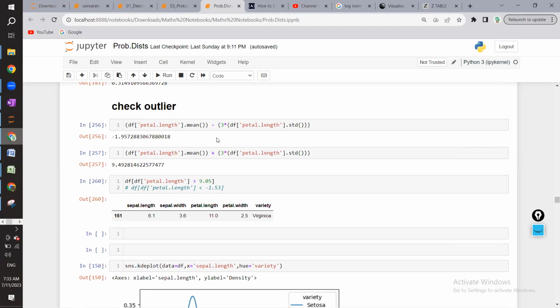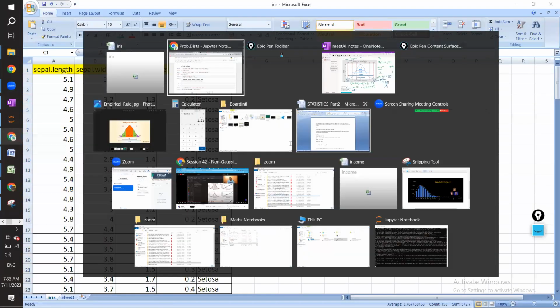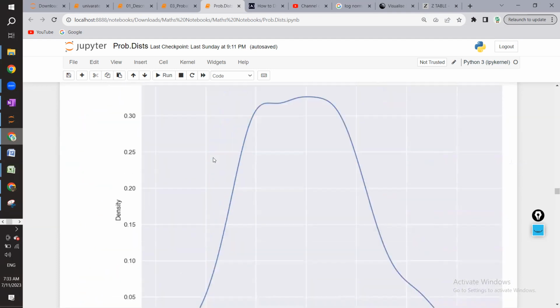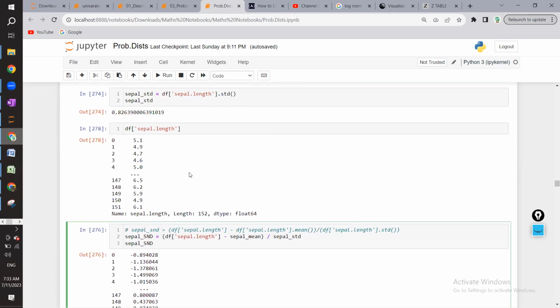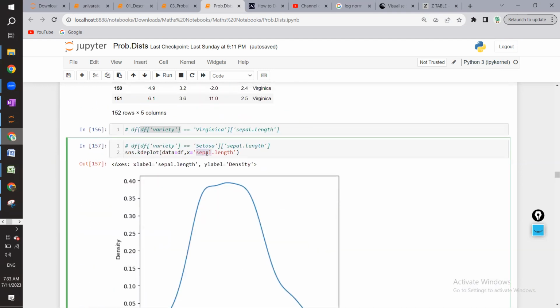So over here, if I consider petal length, and using petal length, initially if I just show you the petal length.